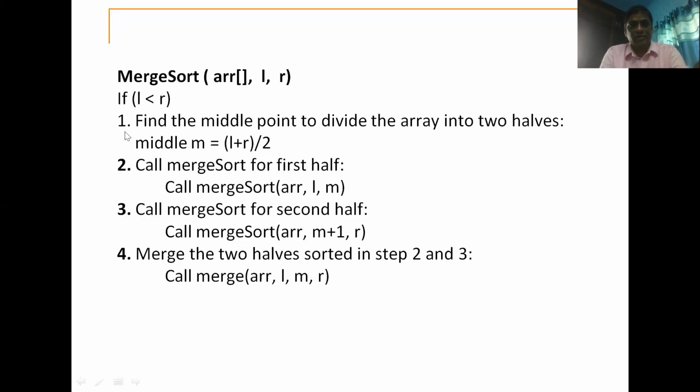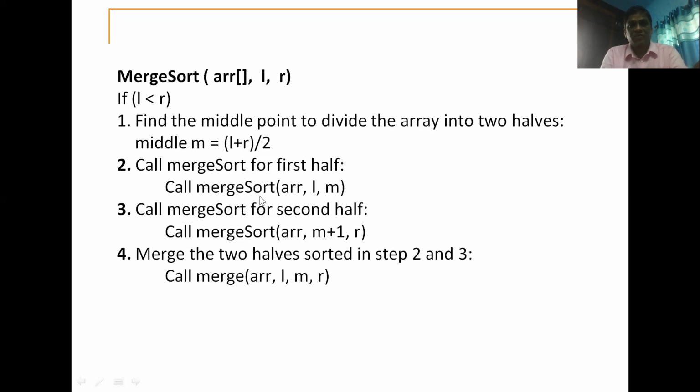Okay, then what do we do? In step one, we find the index of the middle element by using the formula L plus R by 2. L is the lower index and R is the higher index, that is the right index. So this is the index of the middle element. And then we call the merge sort algorithm. Merge sort algorithm is trying to sort the entire array. Now we are using the same function call. This is called recursion. Calling the same function within the function is called recursion.